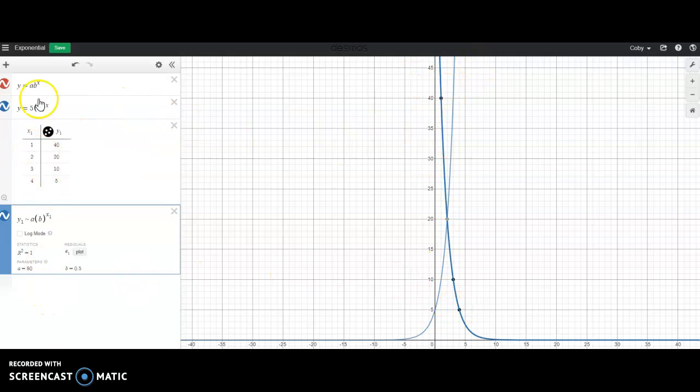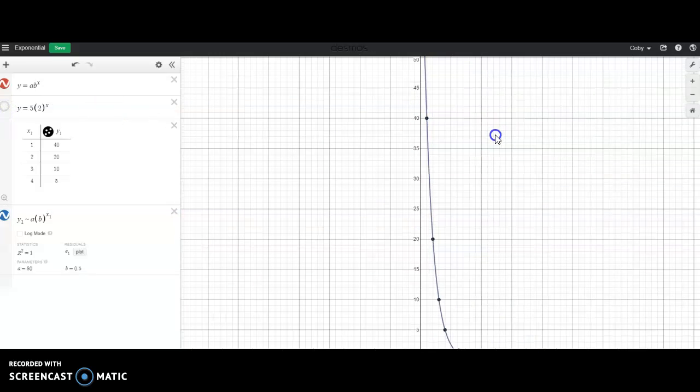So if you see the blue, let me turn the original one off. This blue equation perfectly matches those black points. So the equation of that blue line is y equals a times b, where it gives me the value of a, 80, times b, which is 0.5, to the power of x. So that equation is the one that goes through these 4 black dots. That is exponential regression.